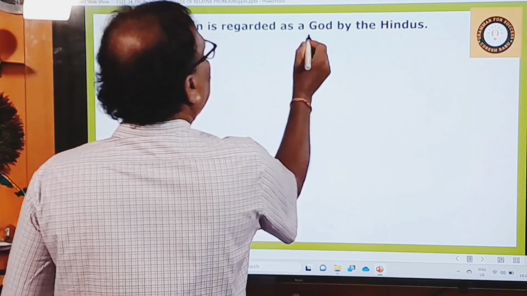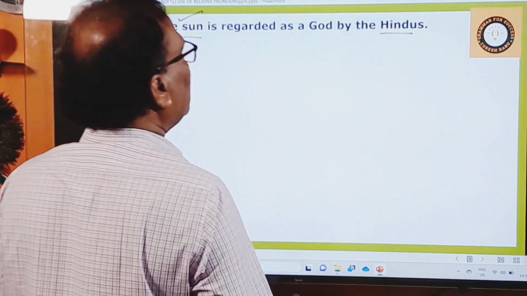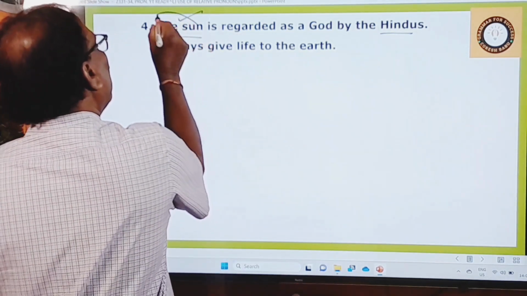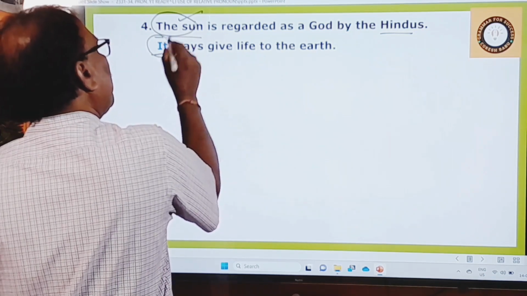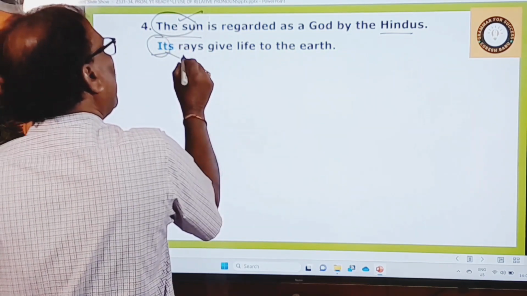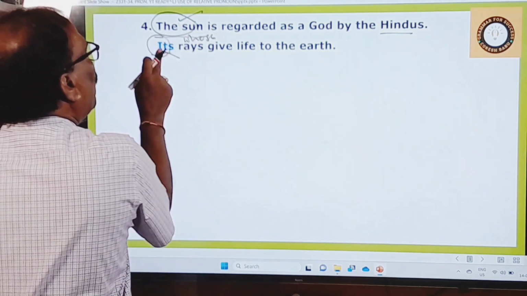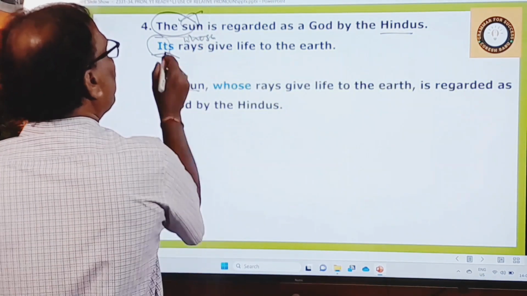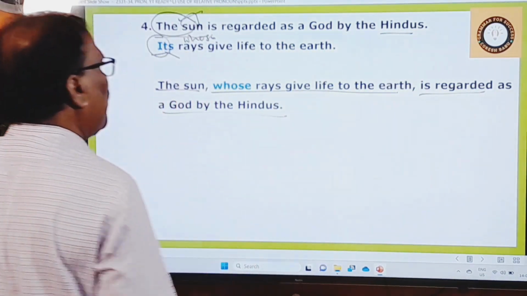The sun is regarded as a god by the Hindus. We are talking about the sun. Its rays give life to the earth. So here we are talking about the sun in the first example. In the second sentence, we are using its for this. Now what should we do? This is referring to this sun, and instead of this we have to use whose. And that too immediately beside this, because it is referring to the sun. Therefore, this must be used immediately beside this one. How? Let us see. The sun, whose rays give life to earth. The remaining sentence should be written here: is regarded as a god by the Hindus.